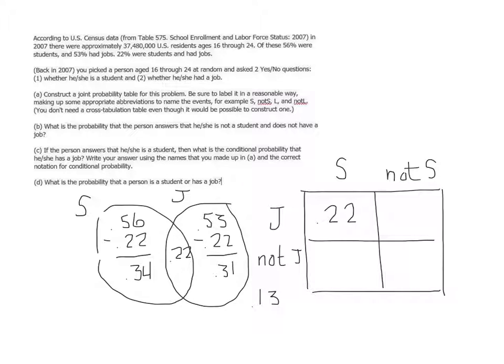If you go to the top right little corner of this table, that would be those who have a job and are not students. So those who have a job and are not students would be this 31%, because they're in the job circle but not in the student circle. The bottom left-hand corner would be those who do not have jobs and are students. So that would be this 34%, do not have jobs and are students, because they are in the student circle but not in the job circle.